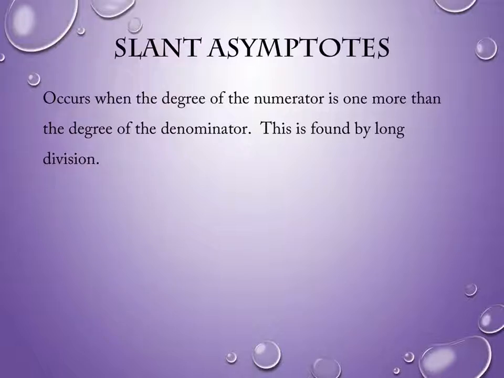There is another word for slant asymptote that some books will use. Some books will use the word oblique. So when does this happen? Well, it specifically will happen when the degree of the numerator is exactly 1 more than the degree of the denominator. And we find this by doing long division. Now, long division with functions is very similar to long division with numbers, but I'll bet that it's been a while since you've done long division with numbers. So we'll have to talk through that in a couple of examples.